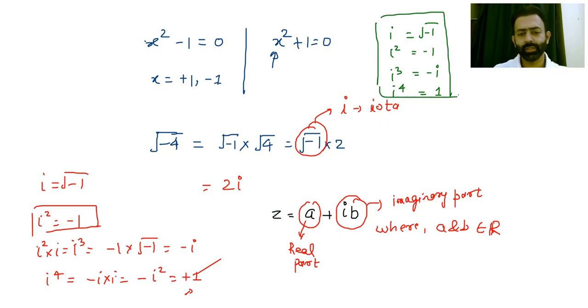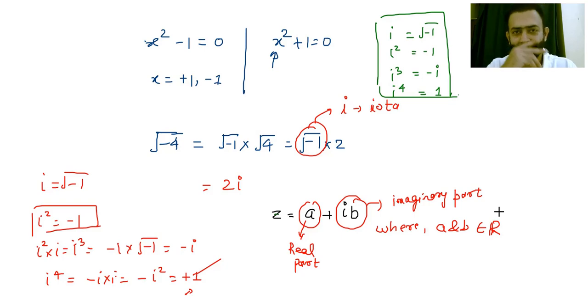Any complex number Z is denoted by a plus ib. A is the real part, and we say i times B is the imaginary part, where both A and B are real numbers. Now since we have introduced complex numbers, if you are given a quadratic equation whose b squared minus 4ac is less than 0, not greater than or equal to 0, then you are now in a position to find the roots of that quadratic equation.